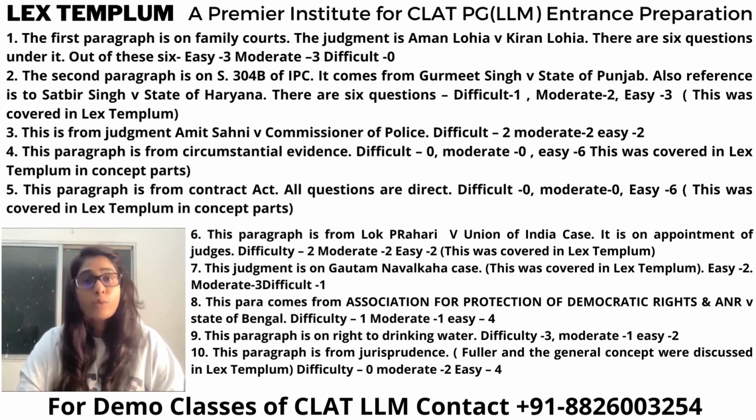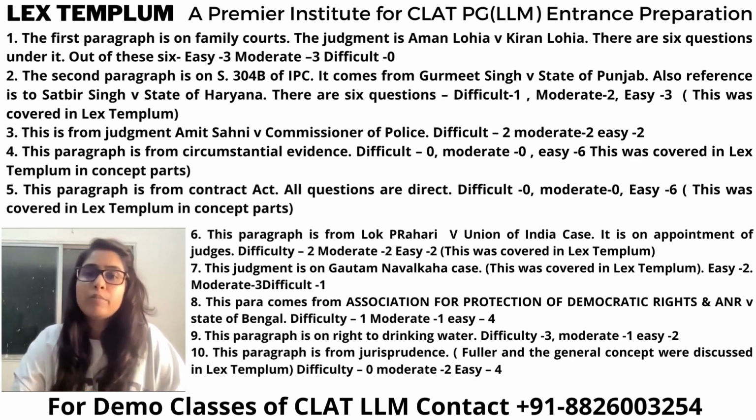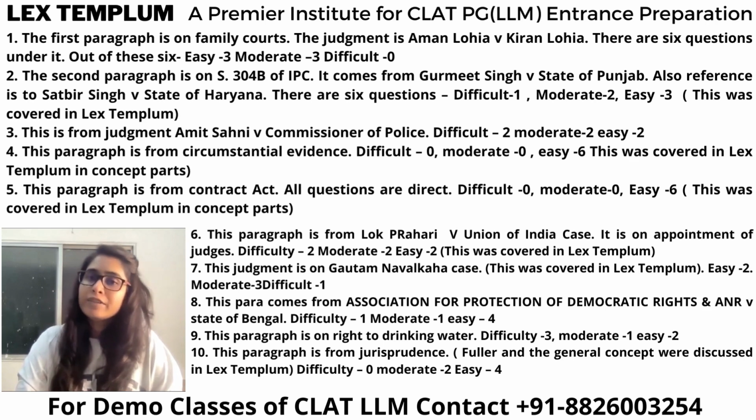As you see, there are 120 questions divided into 20 paragraphs. The first paragraph is on family codes, right? And the judgment is Aman Lohia versus Kiran Lohia. There are 6 questions, obviously, for each paragraph. And out of these 6 questions, 3 are easy, 3 are moderate. And so the difficulty level of this particular paragraph is 3 easy and 3 moderate.